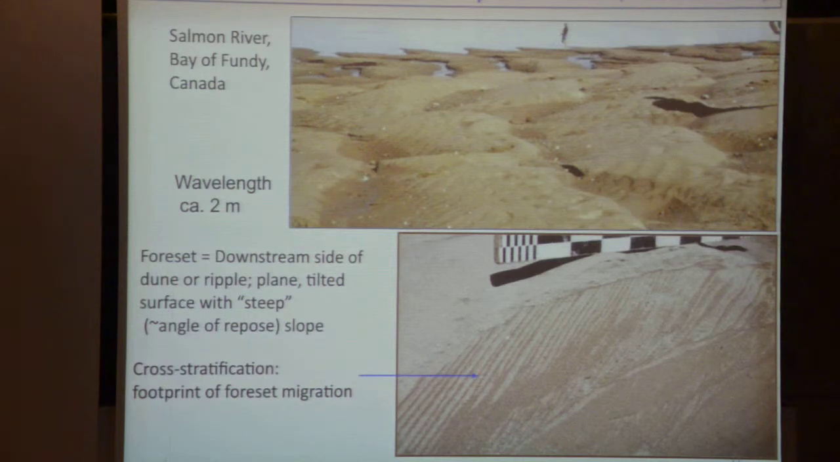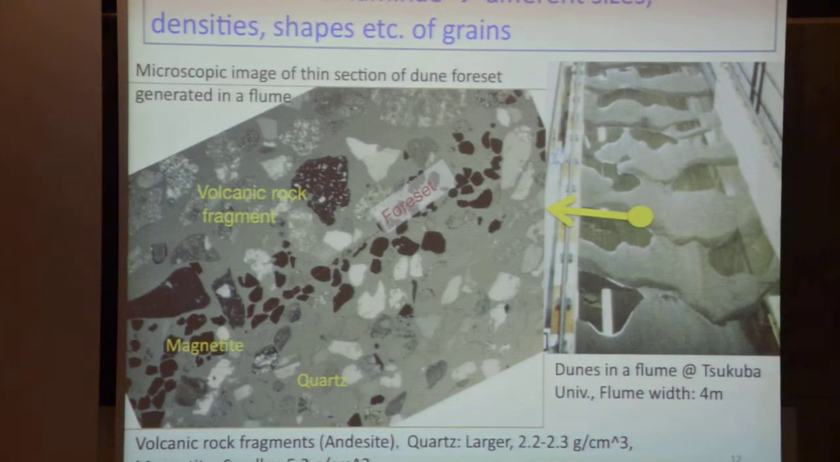And why can we identify these structures? To identify the laminae, you need different sizes, shapes, and densities of grains. Otherwise, you cannot see the lamination. On the left-hand side, this is the microscope image of a thin section of a foreset of a dune generated in the flume shown on the right-hand side.